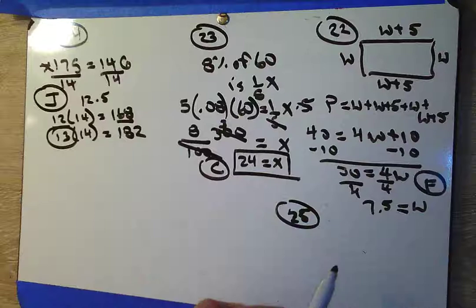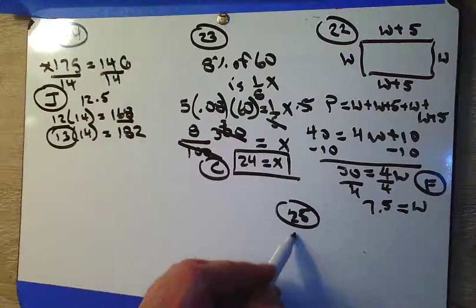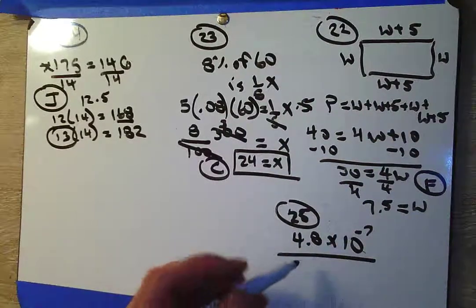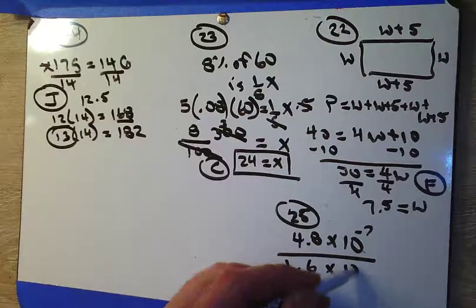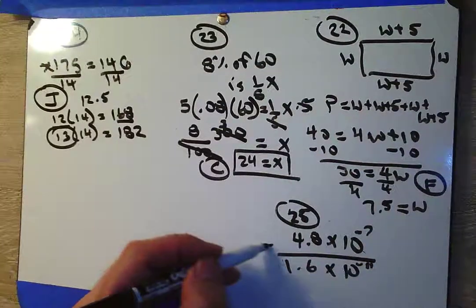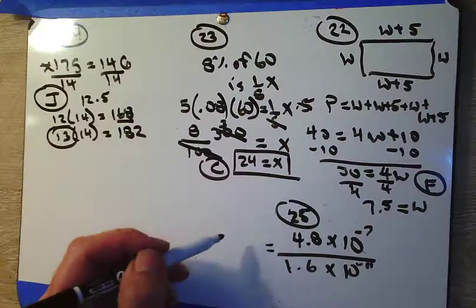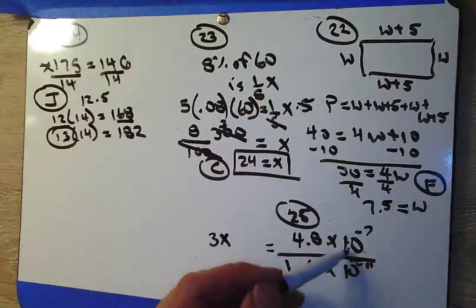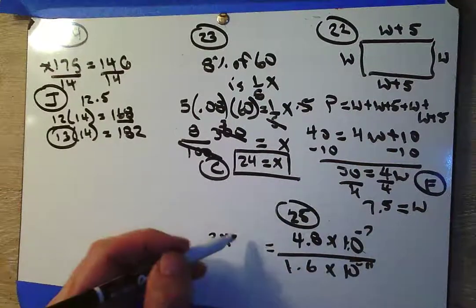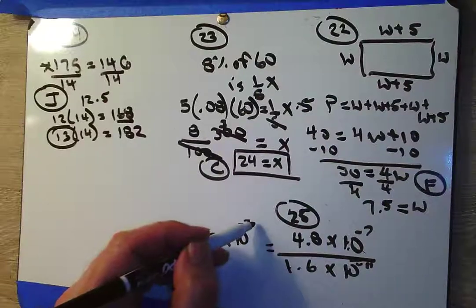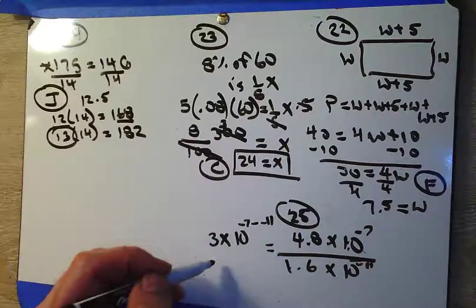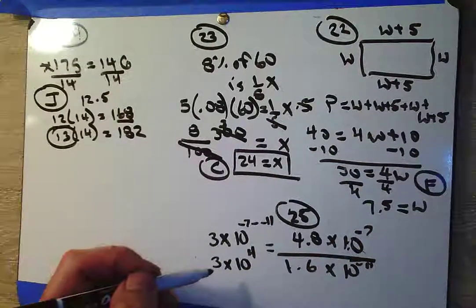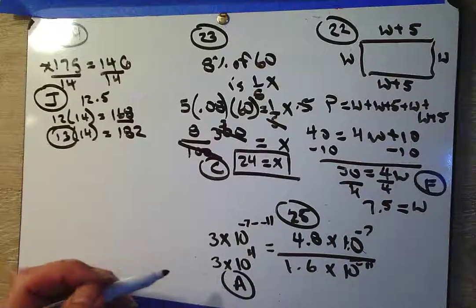25. 25 is a scientific notation problem. 4.8 times 10 to the negative 7th over 1.6 times 10 to the negative 11th. Okay, so 4.8 divided by 1.6 is 3, and when the bases are the same and I'm dividing, I can subtract the exponents. So that's going to be 10 to the negative 7 minus negative 11, or 3 times 10 to the 4th. That corresponds to choice A. A for number 25.